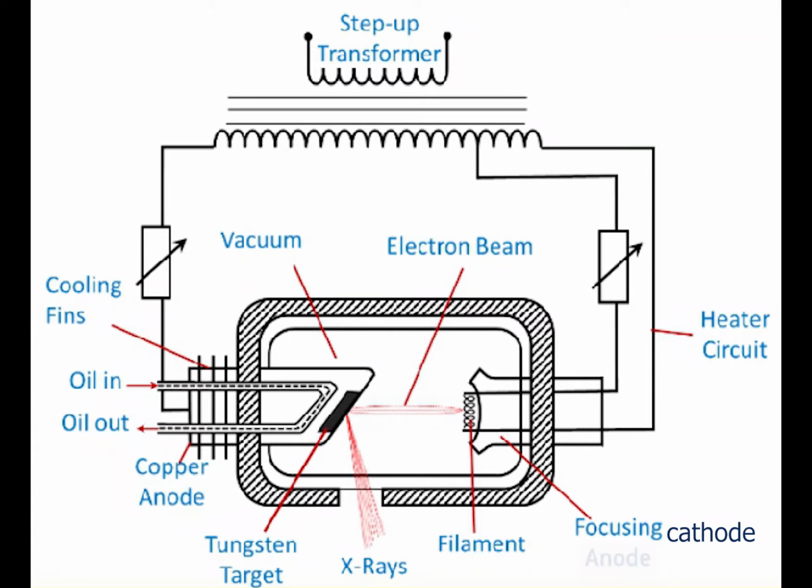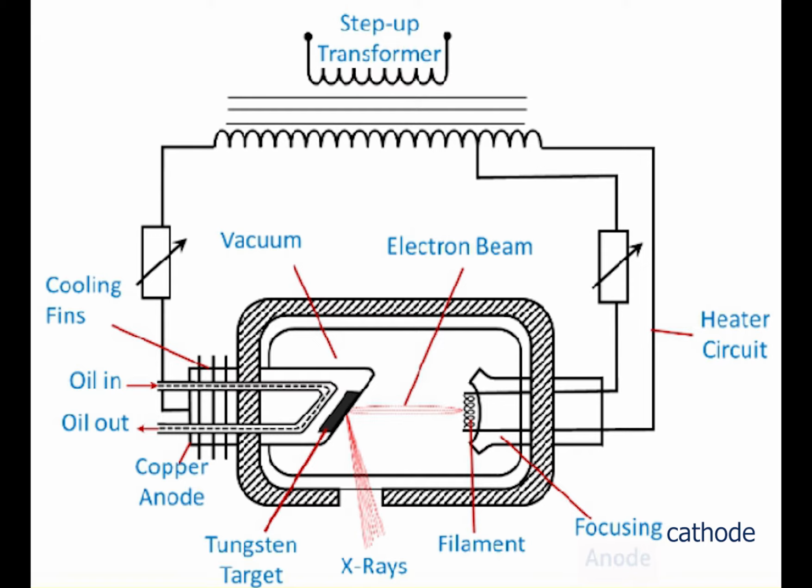When current flows through the filament in the cathode, electrons are produced by thermionic emission. The electrons are accelerated towards the target, that's the anode, which is at a high potential difference, usually up to 100,000 volts. The cathode is concave shaped so as to focus the electron beam. The target is made of tungsten or molybdenum embedded on the copper anode.